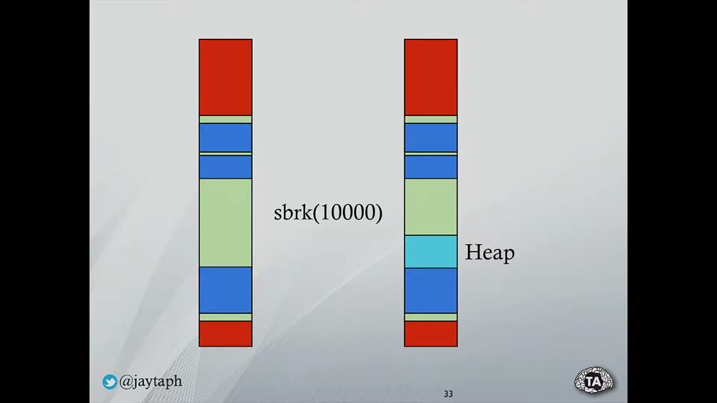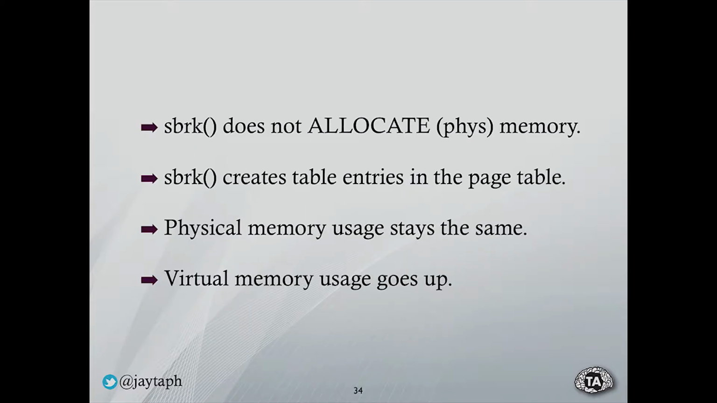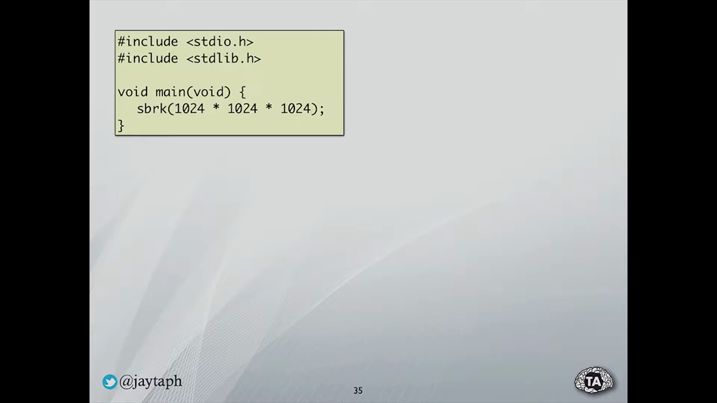And what happens here is that sbrk does not really allocate physical memory, but it actually creates table entries in the page table. So it creates memory by filling in the phone book. It doesn't fill in what physical address it is stored at, but it fills in, listen, I'm going to use these virtual memory addresses. So allocating is actually pretty fast. The thing is, when you allocate memory, the physical memory usage stays the same because we don't allocate physical memory, but we do allocate virtual memory. And I can demonstrate that with a very small application.